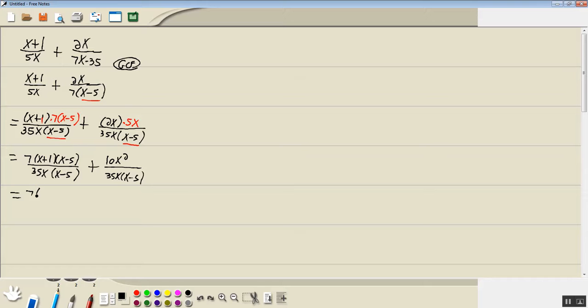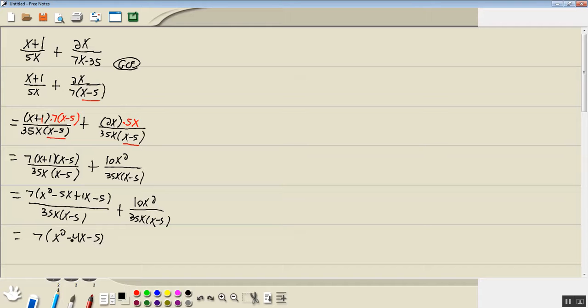Multiply these together, FOIL them. X times x is x squared. X times negative 5 is negative 5x. 1 times x is 1x, or x. 1 times negative 5 is negative 5 over our denominator. Which gives us 7 times x squared, combine like terms. Negative 5x plus 1x is negative 4x minus 5 over our denominator.